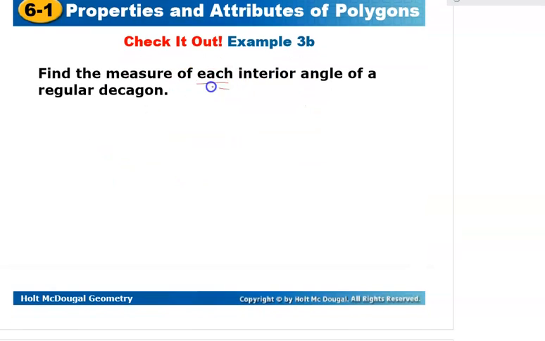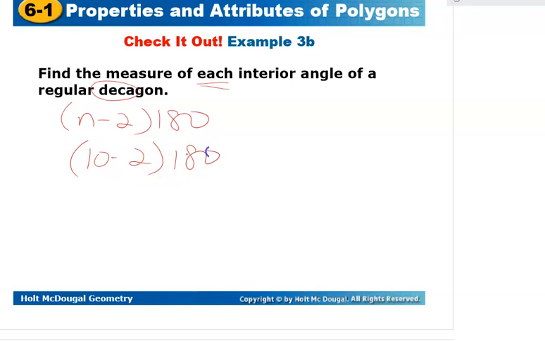Okay, and this one was another one of each. So we're going to use our formula again, n minus 2 times 180. And so a decagon has how many sides? Has 10 sides. So 10 minus 2 times 180. So that's 8 times 180. And you get 1,440 degrees.